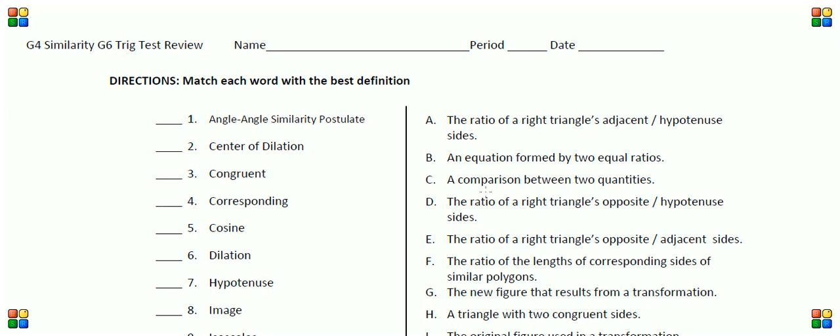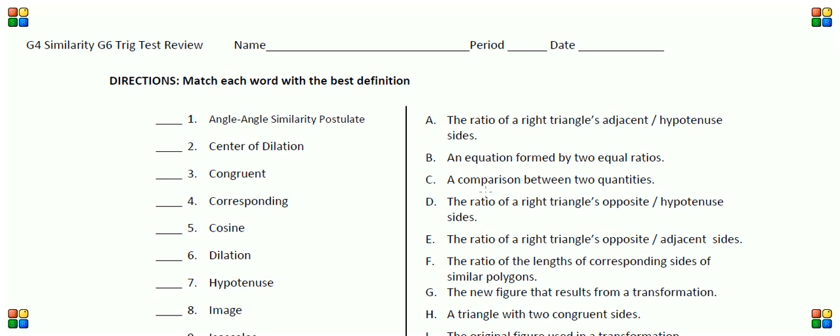This is the beginning of the vocabulary section of the G4 and G6 test review. I'm going to go through these vocabulary words the same way I went through them in our last review sheet. We will start by reading the definitions, and then from there figure out which word best describes that definition.